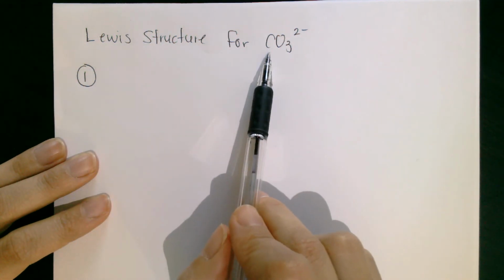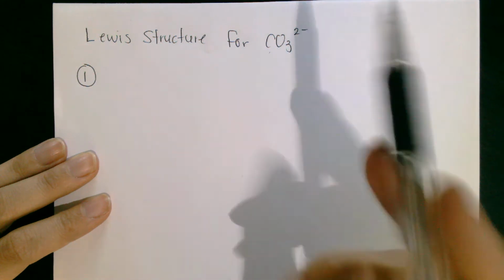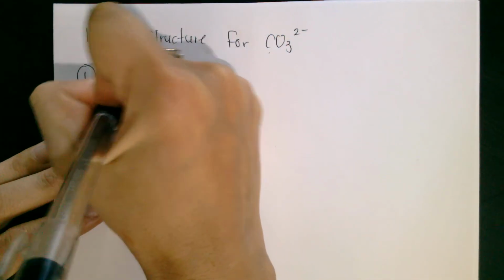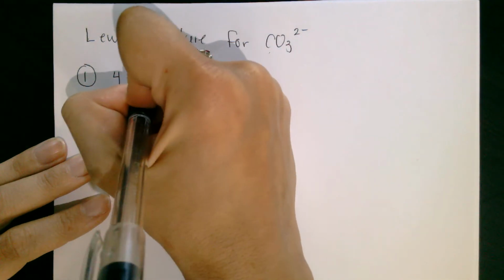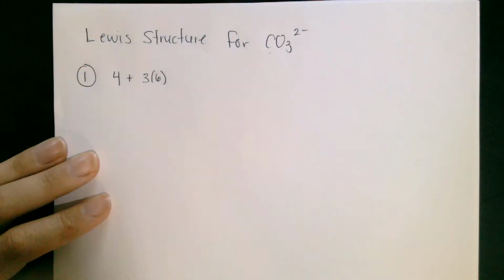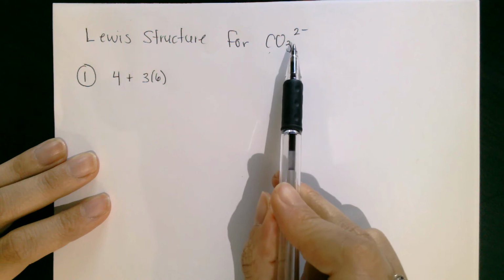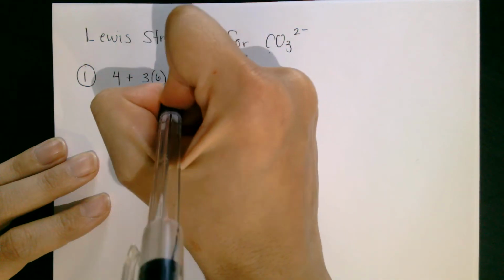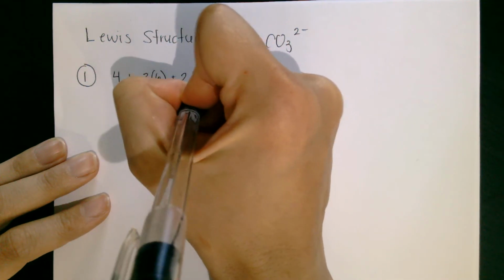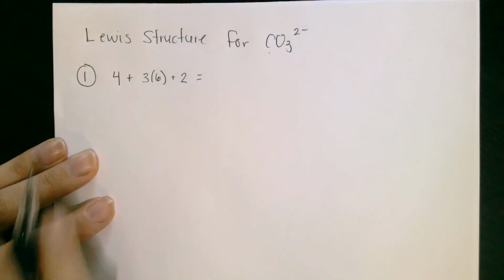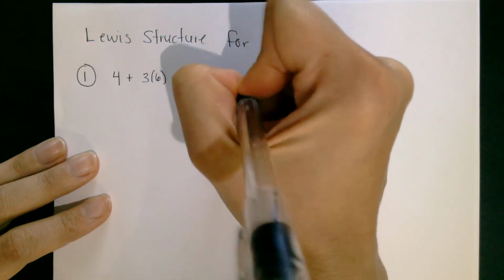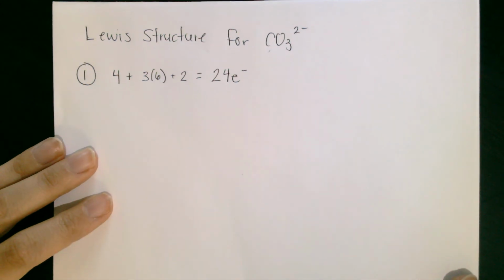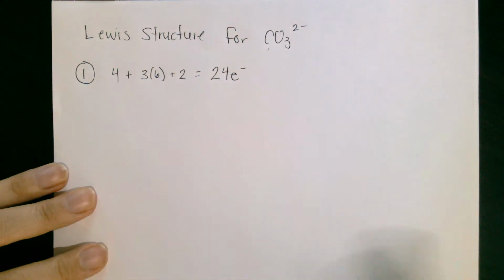So carbon is in group 4A, so we get 4 electrons there. Oxygen is in group 6A, so each of those 3 oxygens will give us 6. And because we have a -2 charge, we do know we get an additional 2 electrons for this structure. So when we tally this up, we are going to use exactly 24 electrons to make this molecule.